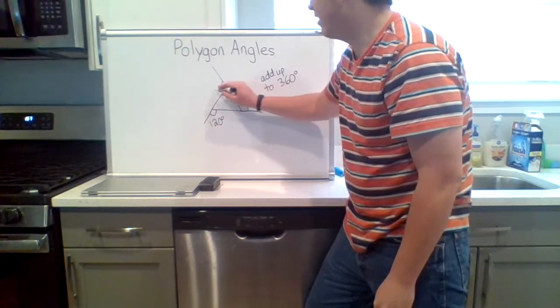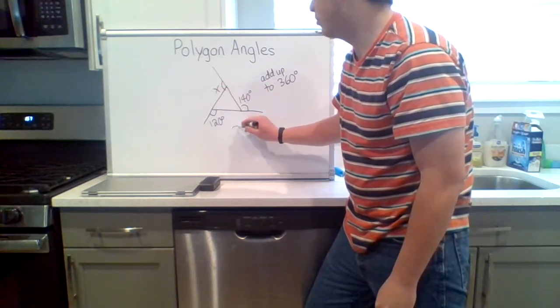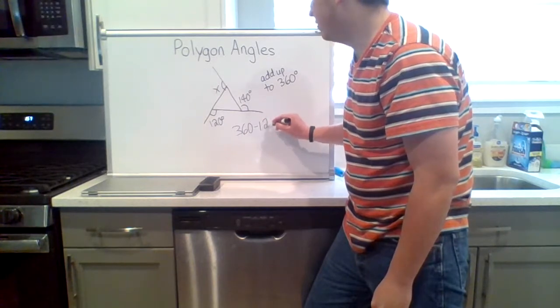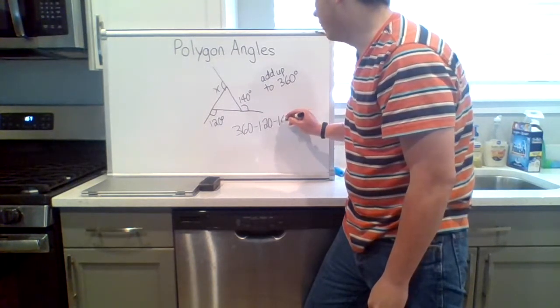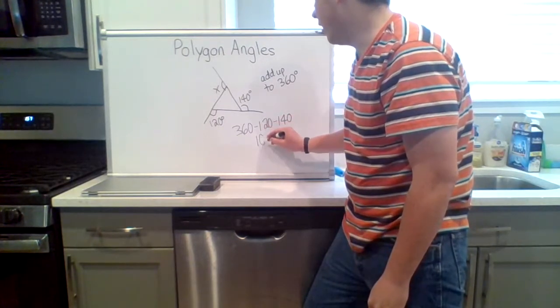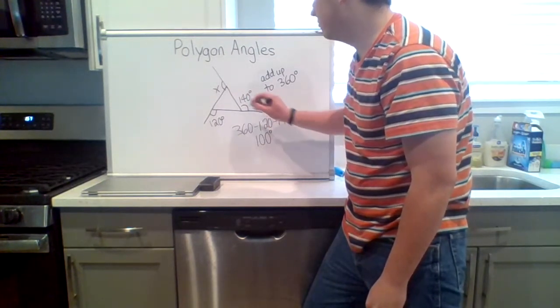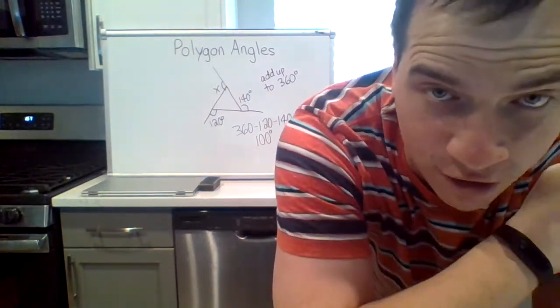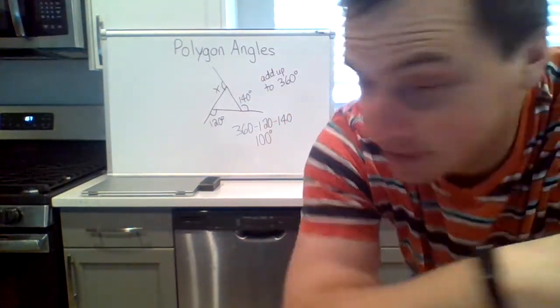So if I know two exterior angles, like say this is 120, and this is 140. If I want to find the third, I do 360 minus 120 minus 140. Okay, that gives me 100 degrees. That's how you find a third exterior angle if you know two other ones.